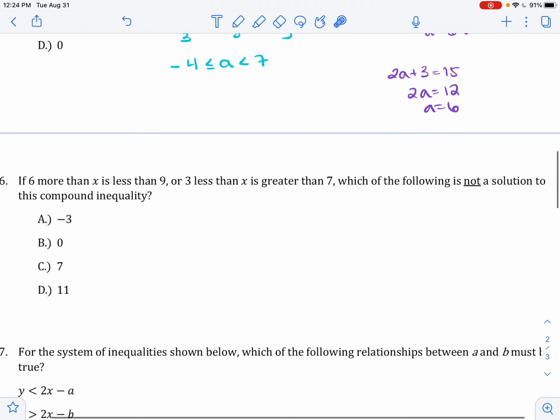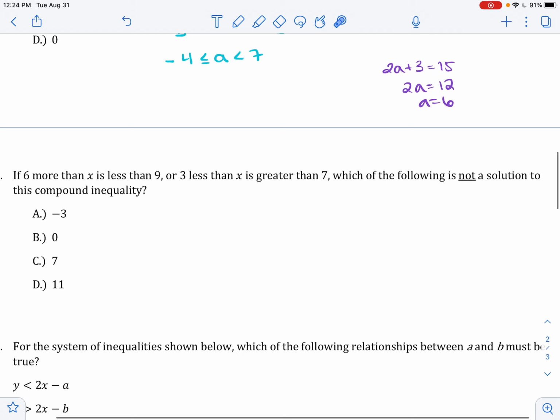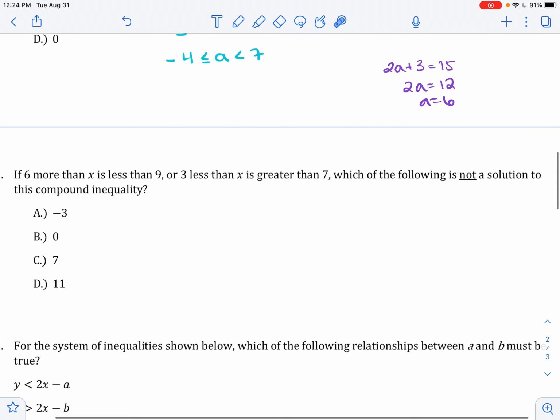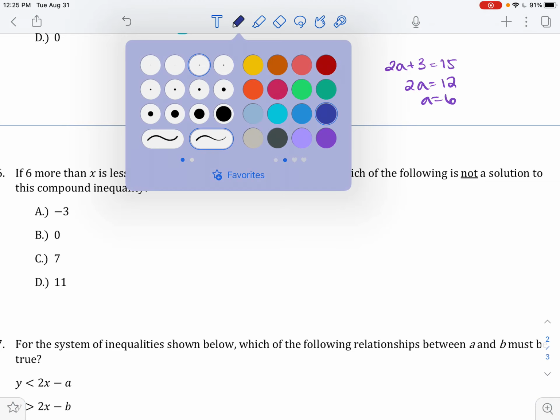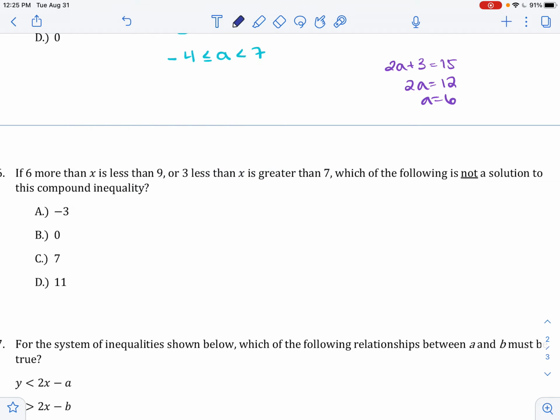Okay, number 6. We are told that if 6 more than x is less than 9, or 3 less than x is greater than 7, which of the following is not a solution? So again, here's another example of something that would probably be good to translate into a mathematical statement. So if 6 more than x, so if I take x and add 6 to it, is less than 9, or 3 less than x, so I take x and subtract 3 from it, is greater than 7, which of the following does not work?